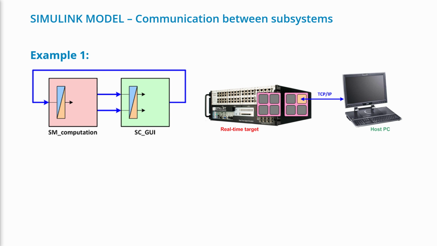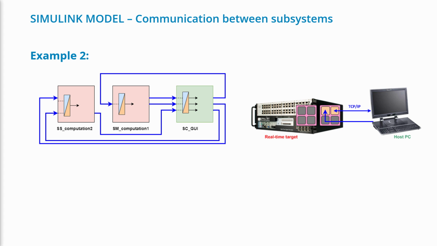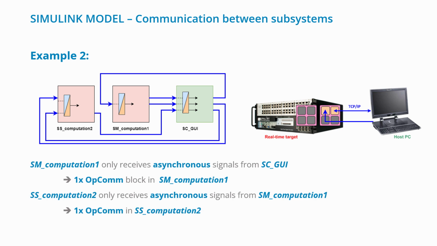In this example, we have two subsystems, a computation subsystem and a GUI subsystem. We can see here that two op-com blocks are used to send asynchronous signals in between these two subsystems. In this example, we can see an implementation of multiple computation subsystems. These computation subsystems do not communicate with each other, and there are only asynchronous signals between the three subsystems. Therefore, we only require one op-com block per subsystem.